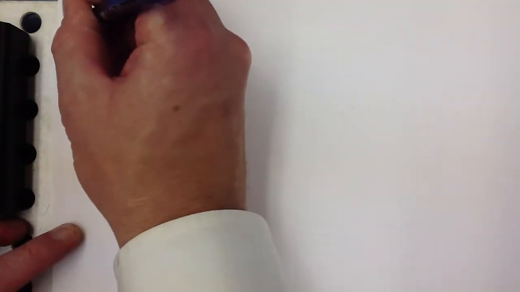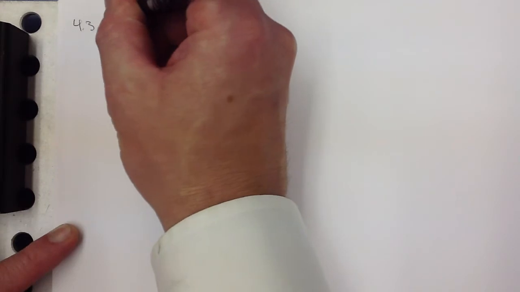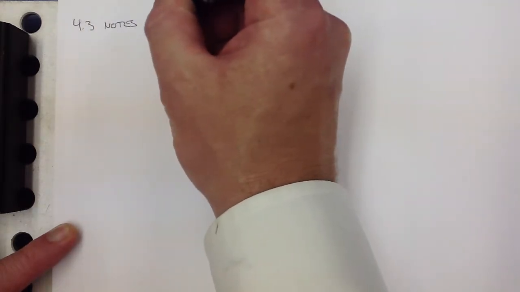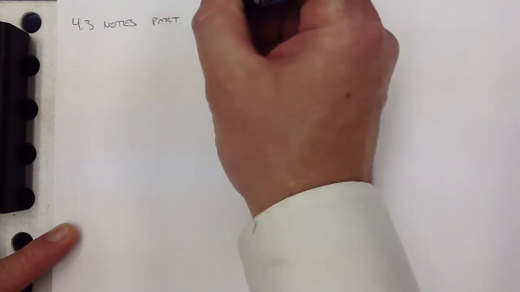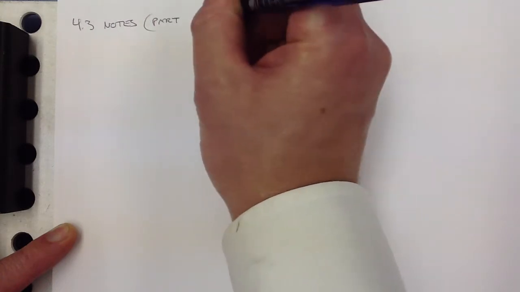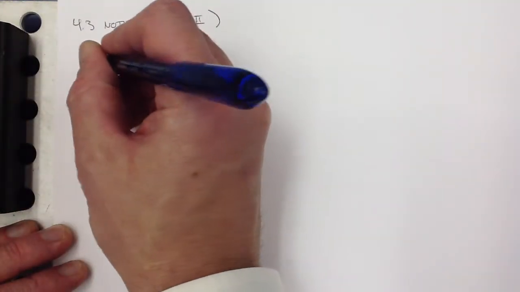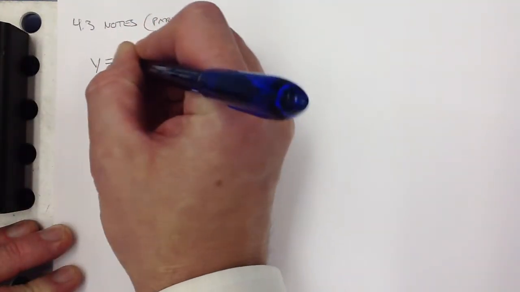Okay, this is the video that contains 4-3 notes, part 2. Now we're going to use our idea of derivatives of inverse functions and actually find a couple of new derivatives. We'll start with the exponential function, y equals e to the x, and we'll try to find the derivative of this.